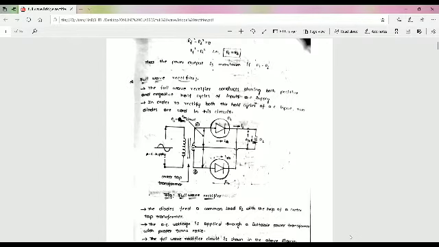Good morning everyone. In the last classes we discussed the half-wave rectifiers, parameters of the half-wave rectifier. Today I would like to explain the full-wave rectifier and its parameters. This is the full-wave rectifier diagram. Two diodes with the center tap transformer. This is the center tap.